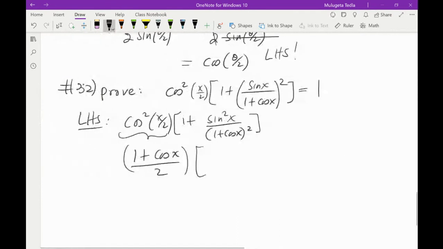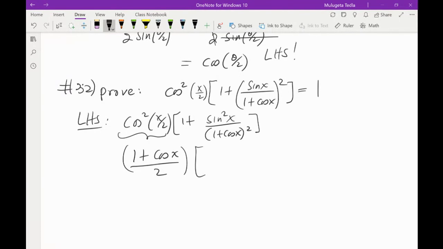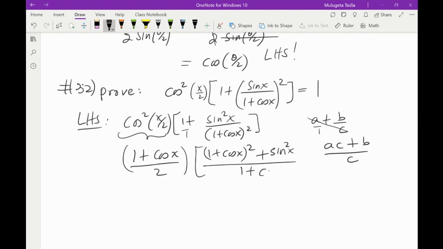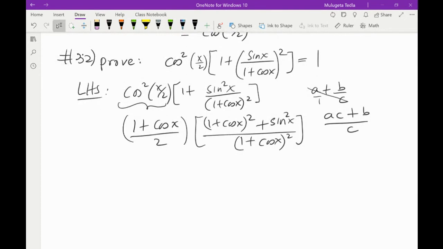And here, what is a plus b over c? Isn't it a times c and b over c? We did this a lot. I'm going to do it like that. 1 times that is 1 plus cos x the whole squared plus sine squared x over 1 plus cos x the whole squared, right? So far, okay? I just made these square brackets into one fraction, really.